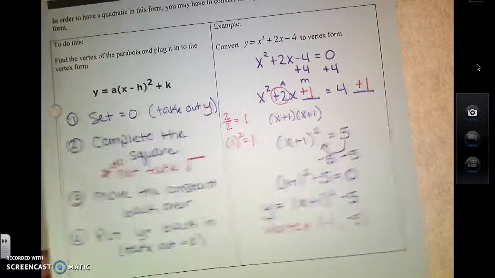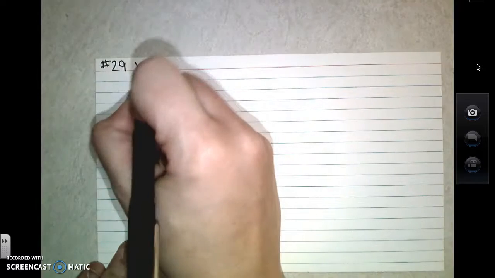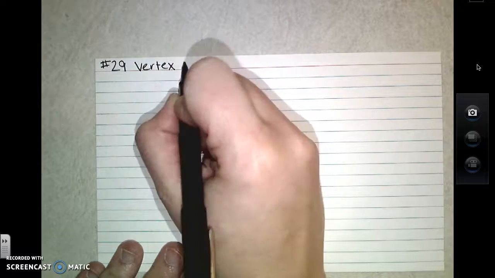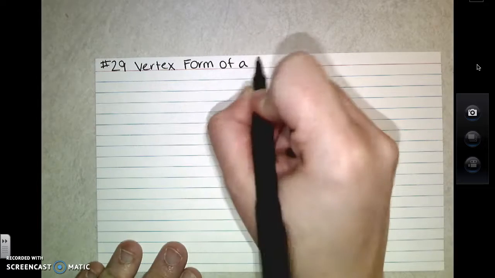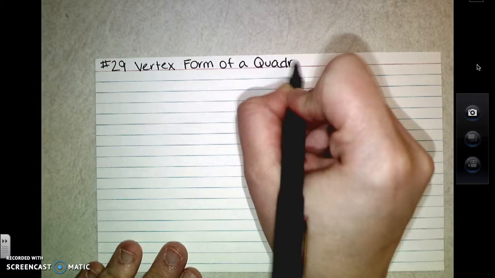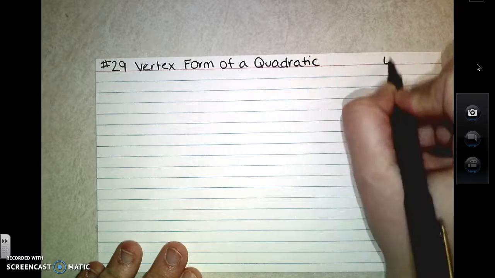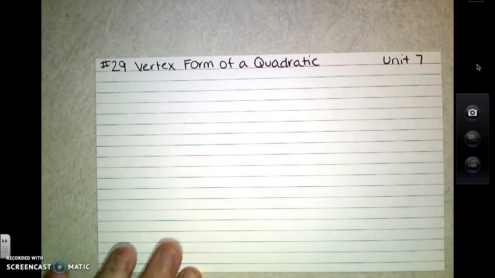So if you want to grab a flashcard, I know you might need to pause the video, get yourself set up here, grab a flashcard. This is number 29, and it's vertex form of a quadratic. And we are still in unit 7. This is a very long unit, but we're getting there.